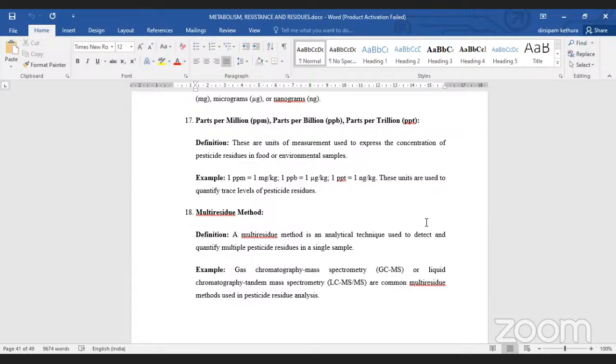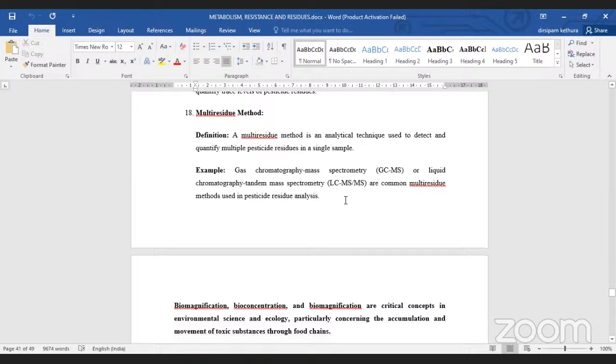And the third one here is parts per trillion. 1 picogram of pesticide per gram of sample is 1 part per trillion. That is 1 part in million parts. Example, I just told you 1 ppm is equal to 1 mg per kg, 1 part per billion is equal to 1 microgram per kg, 1 part per trillion is equal to 1 nanogram per kg. Okay, these are the different types of the weight units that can be used in residue analysis.